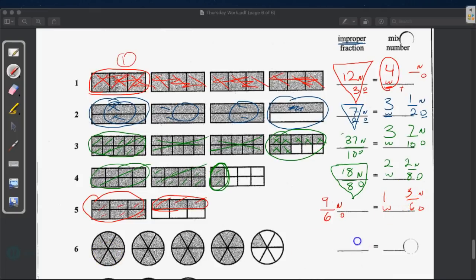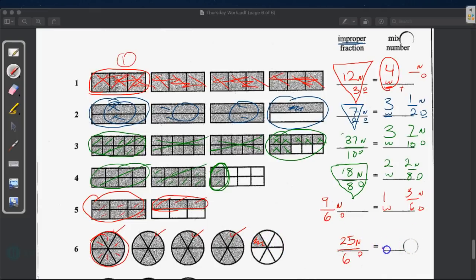Number 6. We're doing the improper fraction. So first is find the denominator again. In one group, how many pieces do you have? 1, 2, 3, 4, 5, 6. 6 pieces in one group. Now count all the shaded pieces. 6, 12, 18, 24, 25.